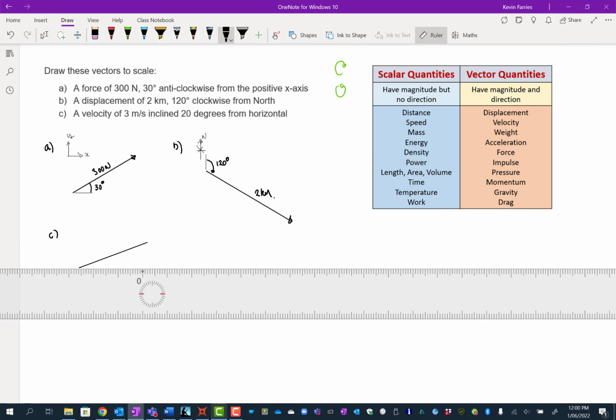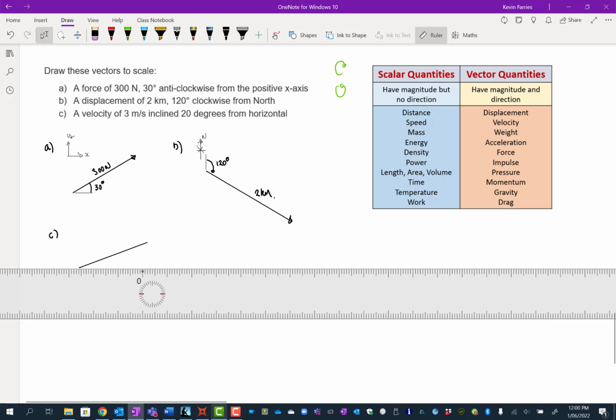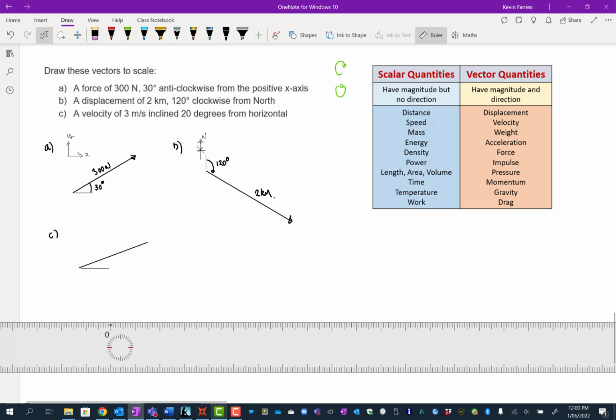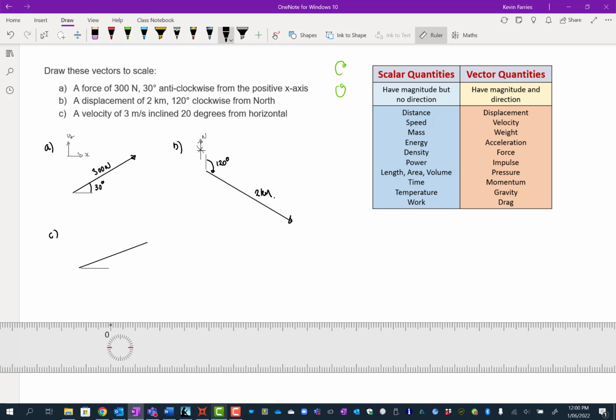And this time, don't really need to do extra. Horizontal is just horizontal. So we don't need to, for example, for this one, we needed to show where X and Y was. This one we needed to show where north was, but this is horizontal, we don't need to show that. So we'll just mark on our reference line. This is 20 degrees. And the magnitude of that vector, we need to show our direction. The magnitude of that vector is 3 meters per second.